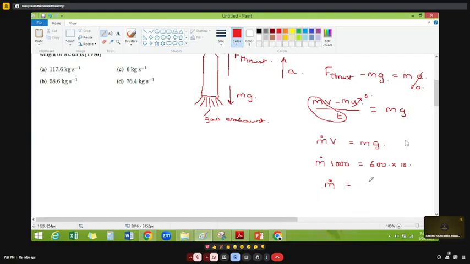So m dot will be 6. So 6 kg per second. So that means the exhaust gases will be coming out at the rate of 6 kg per second.